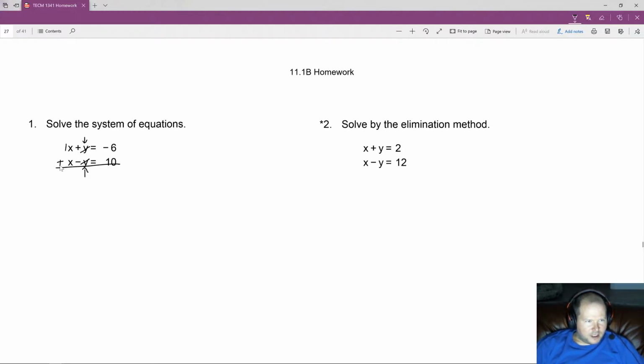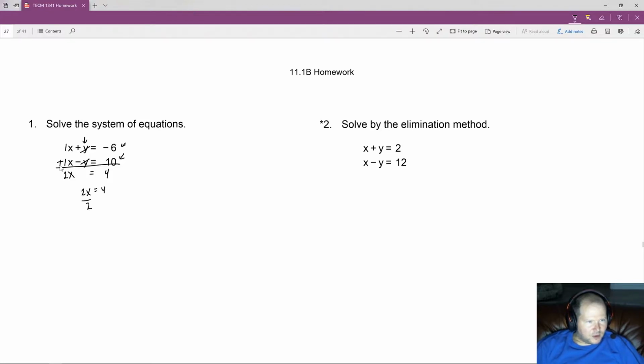Okay, so now we're going to say 1x plus 1x is 2x, and positive y plus negative y, or positive y minus y, is just 0y, or just goes away. So we just add the rest of this together. So we say negative 6 plus 10, which should give you a 4. So now what you end up with is 2x is equal to 4.